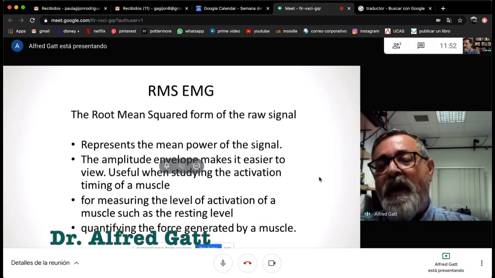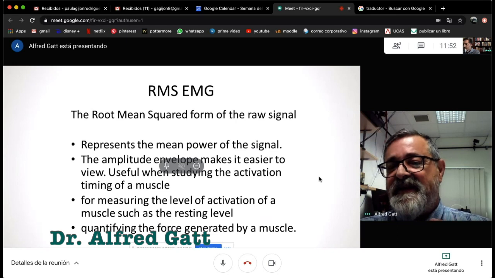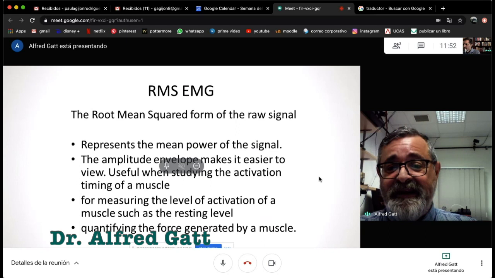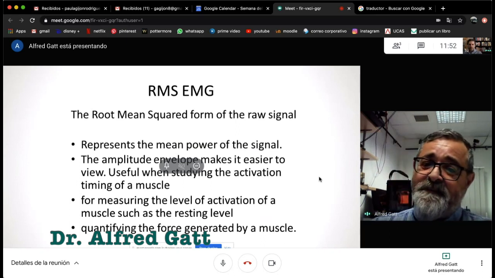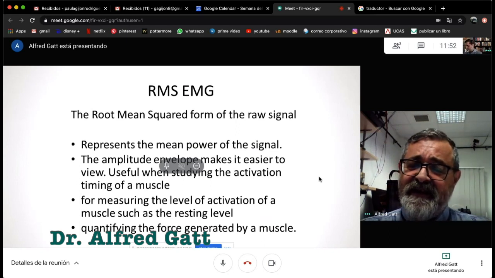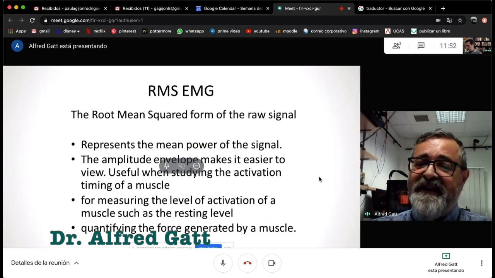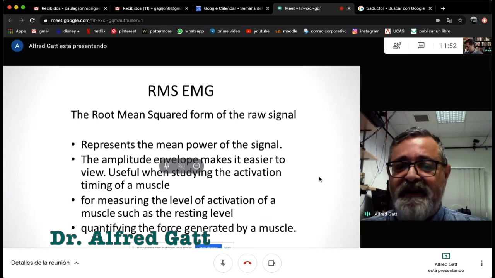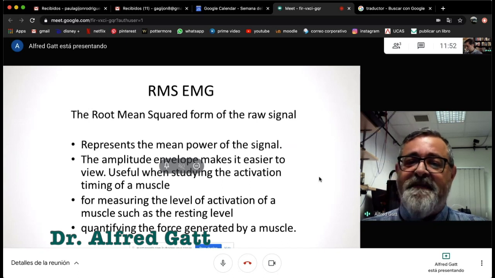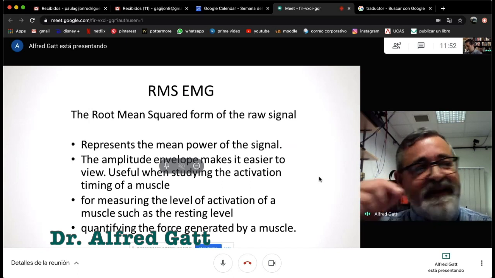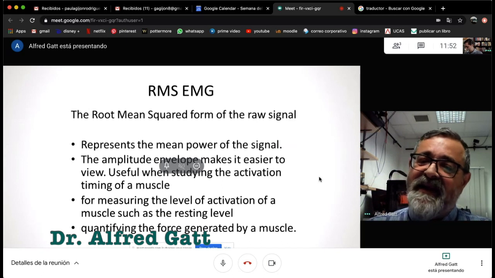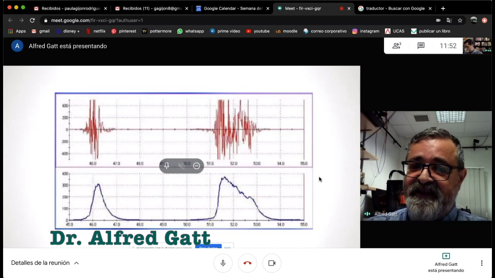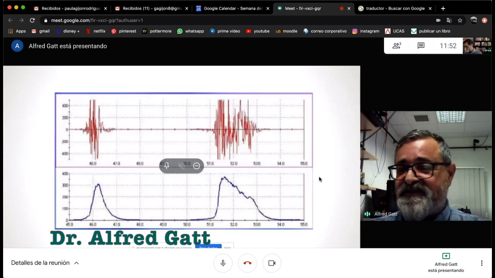The root mean squared is a mathematical process that most software will do automatically, which represents the mean power of the signal and provides an amplitude envelope, which makes it easier for us to view. So instead of seeing many squiggly signals, we will basically have an enveloped signal that makes it very much easier for us to interpret.